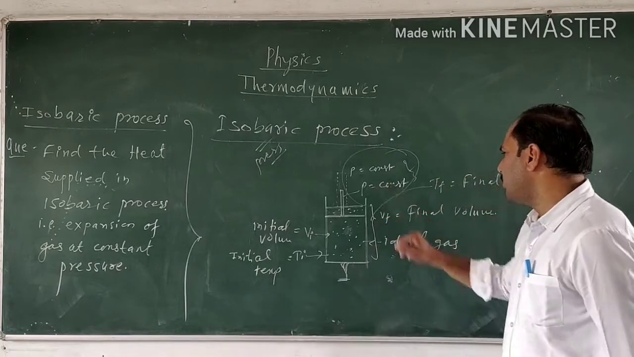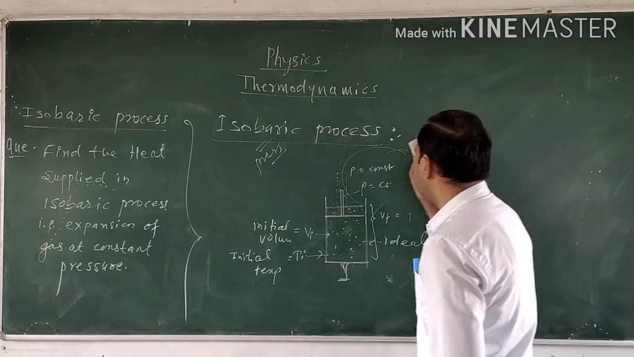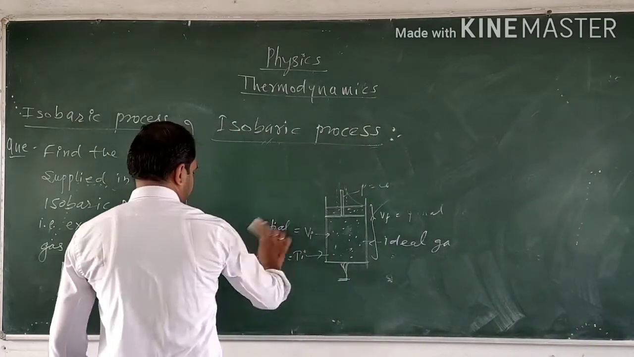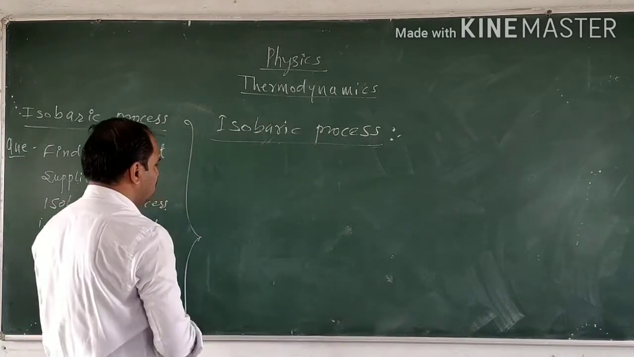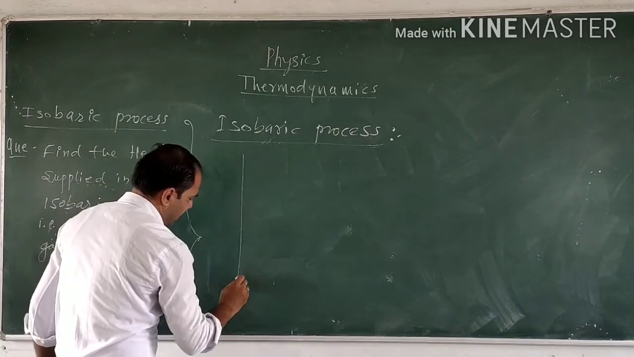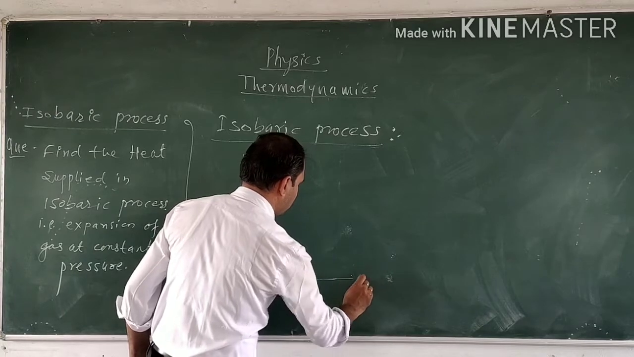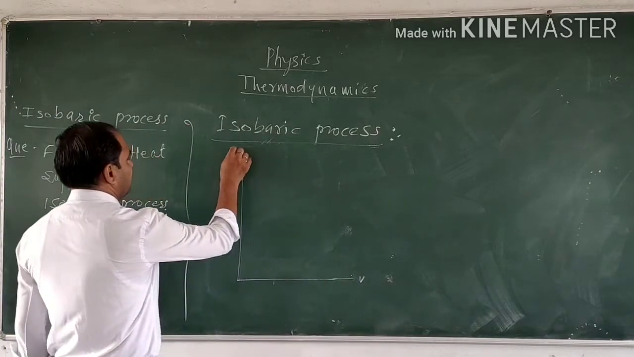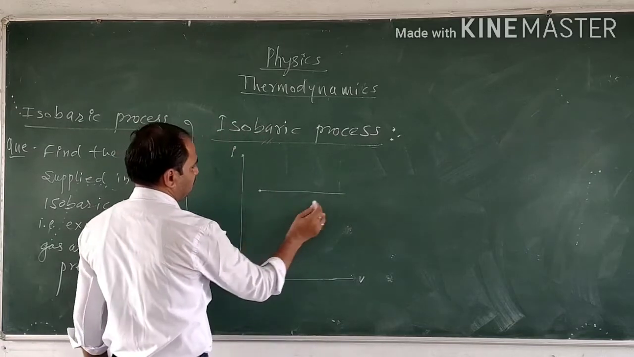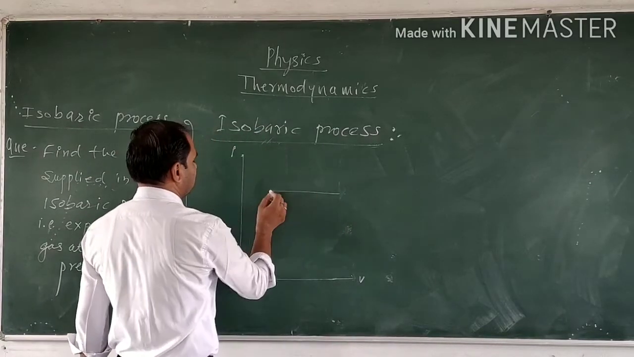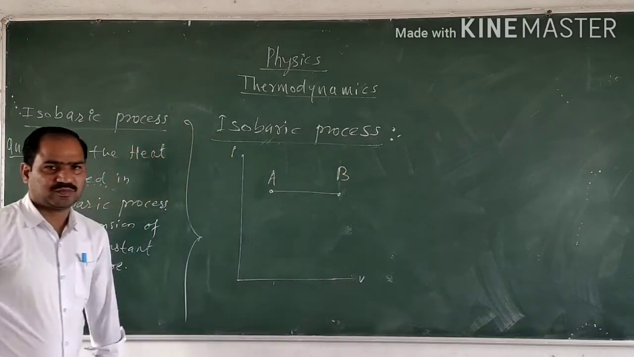So this is the diagram for the isobaric process. Now the graph can be plotted like this. Suppose on the x-axis the volume is taken, and on the y-axis the pressure is taken. But here the pressure is kept constant. Suppose the initial state is A and the final state is B.